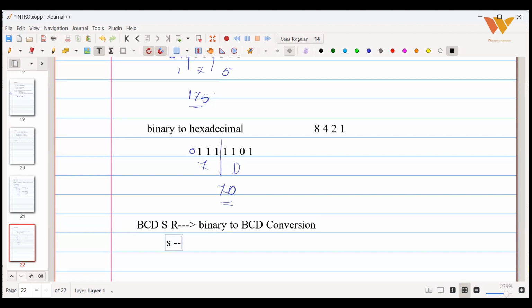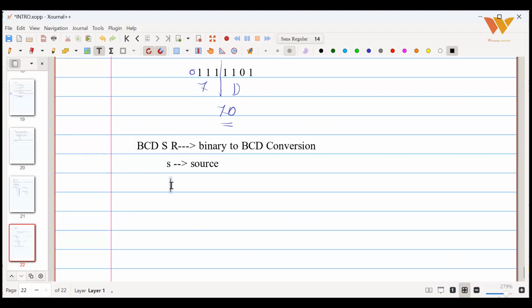Now here S is a source. So you have to give a value which you are going to convert. And R is the resultant, so where you will be storing the converted values. Or you can say it as a destination. Now, in the Omron PLC, I have to give it as BCD, D0, D1. So D0, D1 are the data registers in which you will be storing the value. They are like a data memory.